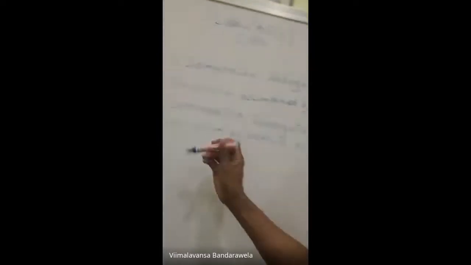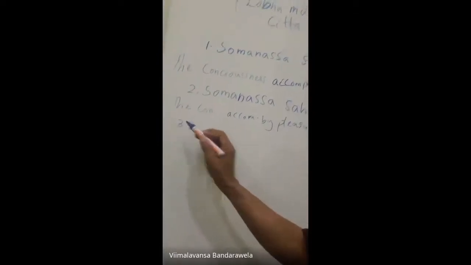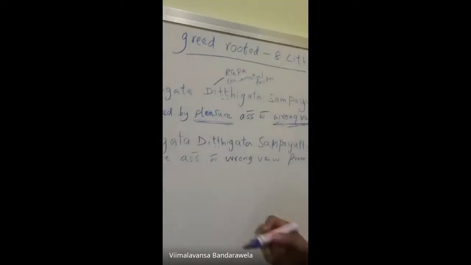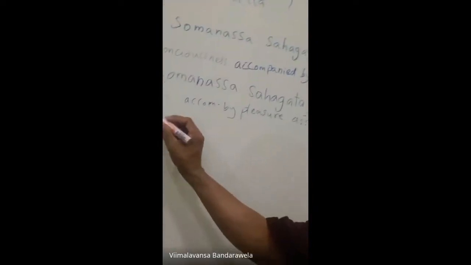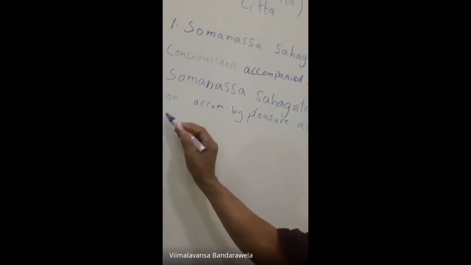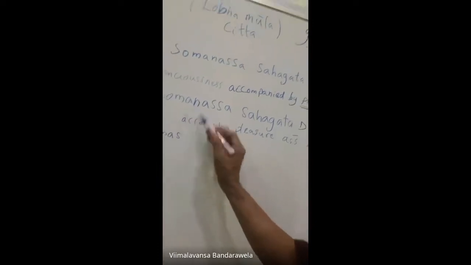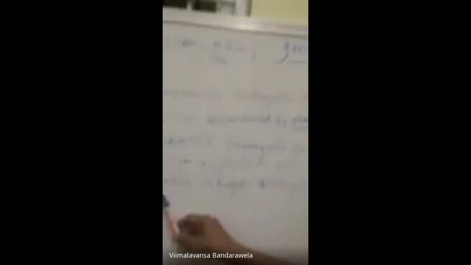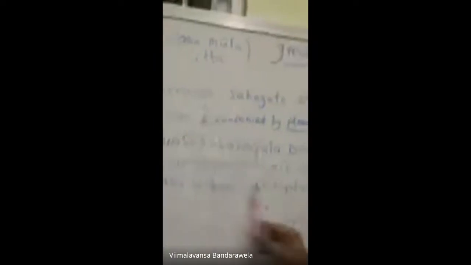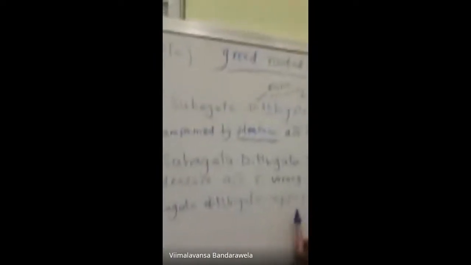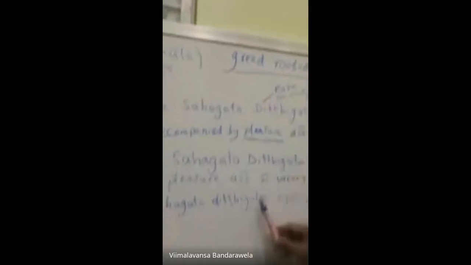So then we move to the third consciousness, that is also somanasa sahagata, right? Somanasa sahagata, karika chitta. Now see what is the difference. Somanasa sahagata is the same. Ditthigata vippayutta. The first one and the second one are ditthigata sampayutta.